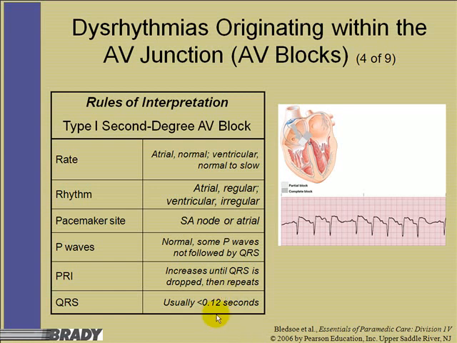P waves normal, some P waves not followed by a QRS, so you've got a drop beat. The PRI increases until the QRS drops, and then it repeats, so it's systematic. Each time those P waves get a little bit further down. And the QRS is usually 0.12 seconds or less, so it's conducting down and the ventricles are squeezing.